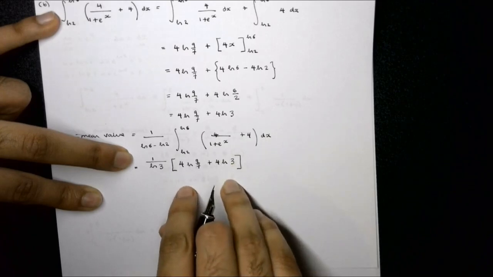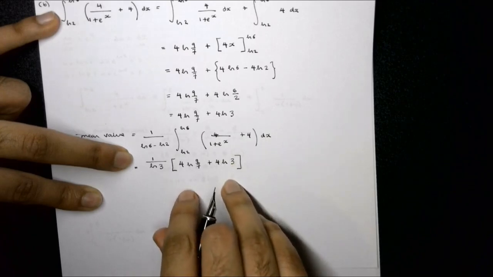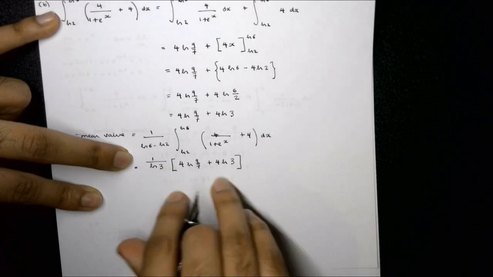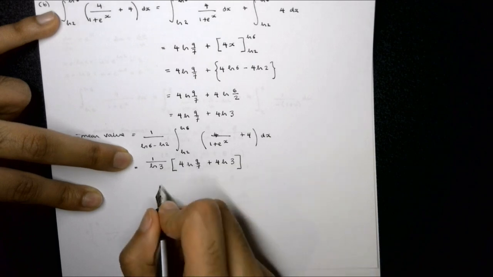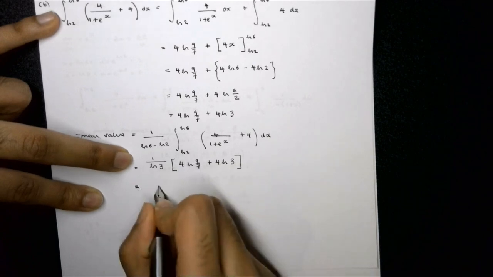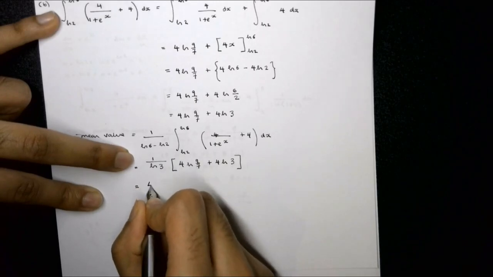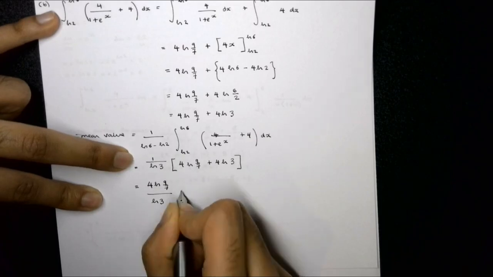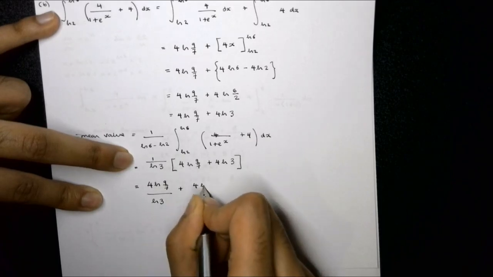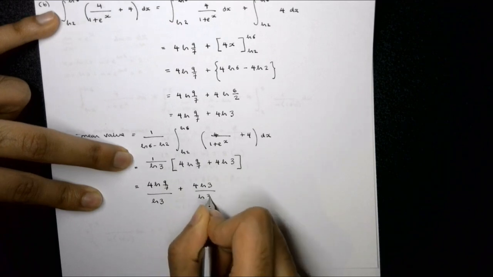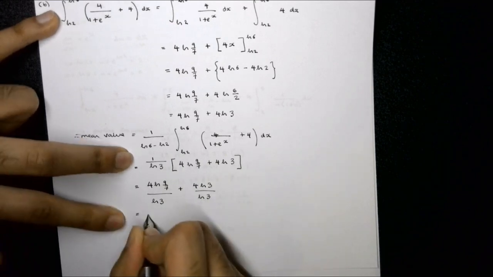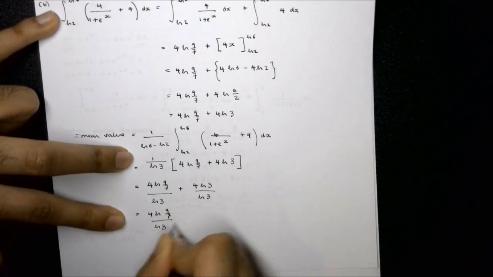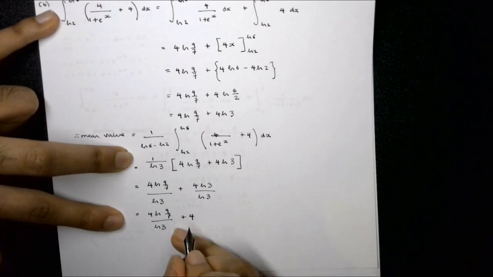So now we need to simplify all of this. If we simplify all this, you can see here we've got 4 times the natural log of 9 over 7 over the natural log of 3, plus 4 times the natural log of 3 over the natural log of 3, which is equal to 4 times the natural log of 9 over 7 over the natural log of 3, plus 4. So that is our final answer.